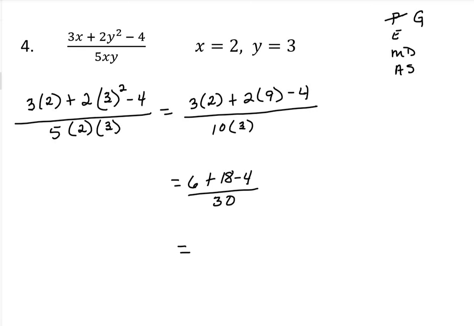In the numerator, I have addition and subtraction, and I do that from left to right. So 6 plus 18 is 24. And 24 minus 4 is 20. So you have 20 over 30 for that final fraction, and that can simplify to 2/3.